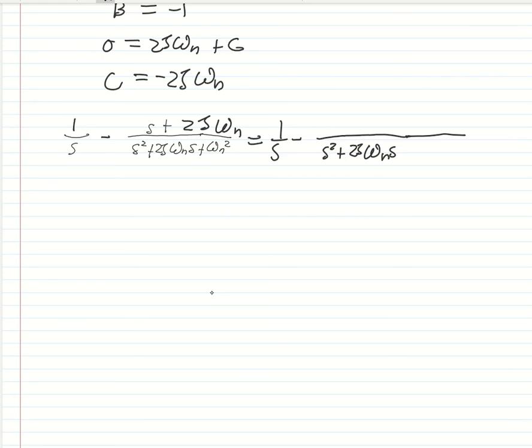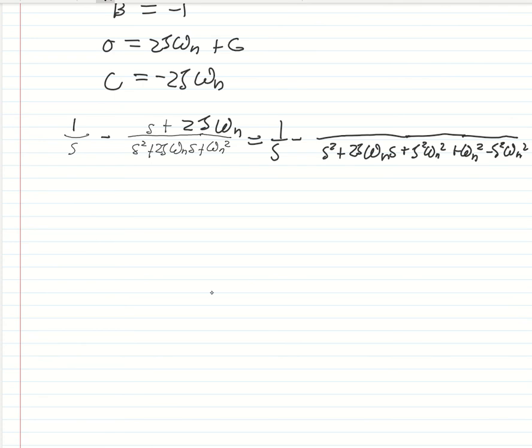Just take the coefficient of the second term, divide it by 2, then square it. So plus, 2 zeta omega n divided by 2 is just zeta omega n. Then we just square it, zeta squared omega n squared. So we need to subtract it again here so that we just add 0. So this will be minus zeta squared omega n squared. So we complete the square.